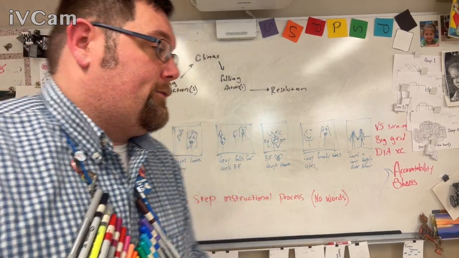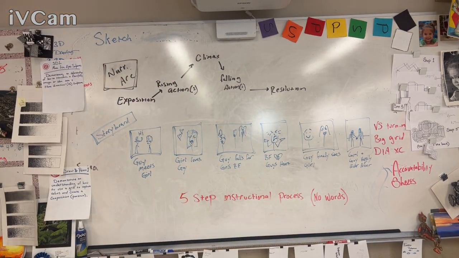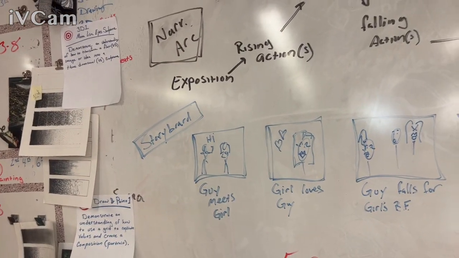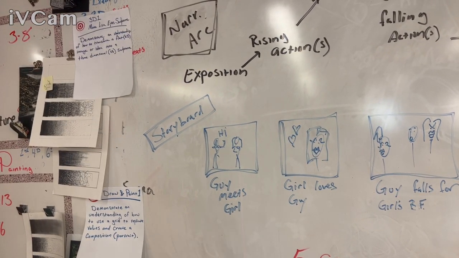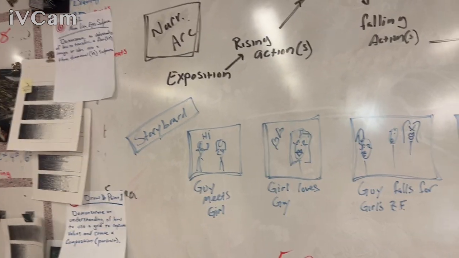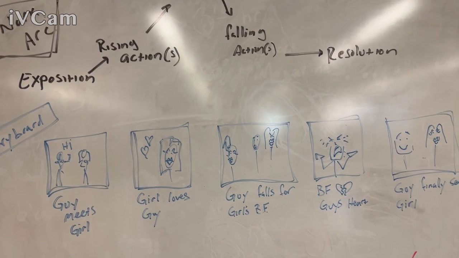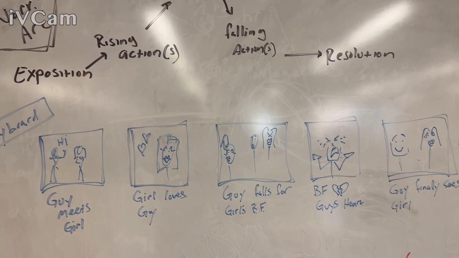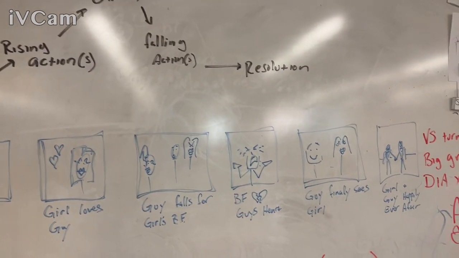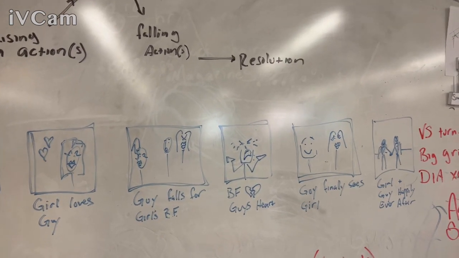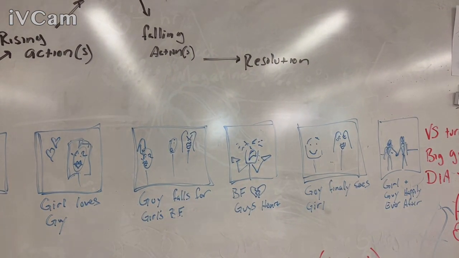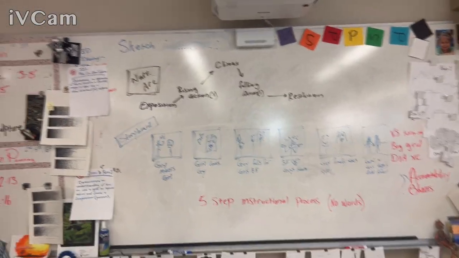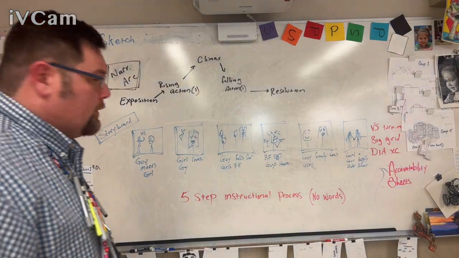Now it's not 5 steps, but this is a classic story where a guy meets a girl, falls in love with the girl, then the guy falls for the girl's best friend, then the best friend breaks the guy's heart, then the guy finally sees the girl, and then finally they get together and they live happily ever after. Again, a story that's been told in romantic comedies over and over and over again.